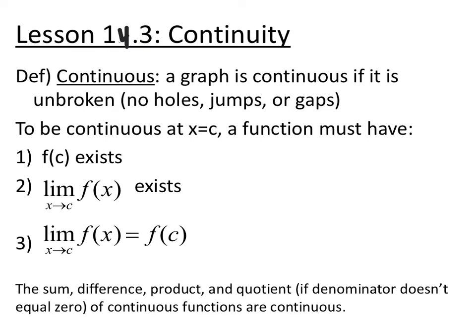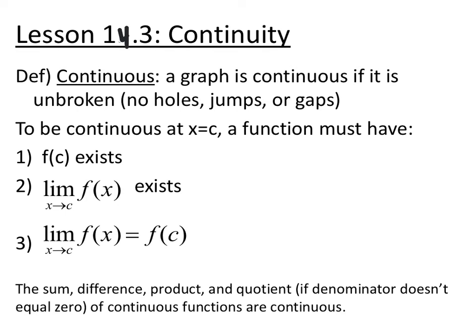The second thing we prove is that the limit exists there. A lot of times you're going to have to use left and right hand limits to prove that this limit exists. The third part is proving that those two are actually equal, because as we talked about in the previous sections, you can have a y-coordinate and you can have a limit, but they could be different values. If you know that two functions are continuous, then the sum, difference, product, and quotient, as long as the denominator is not equal to 0, are also continuous.